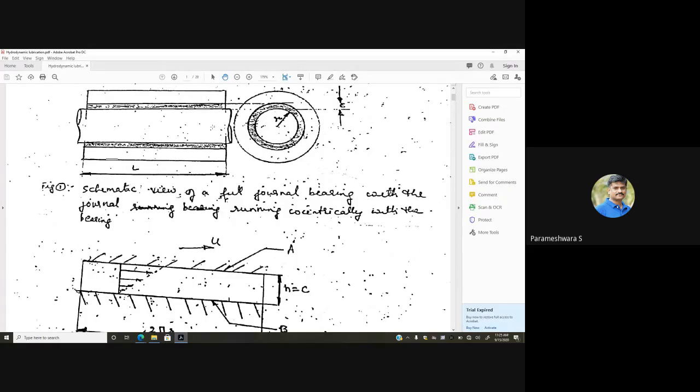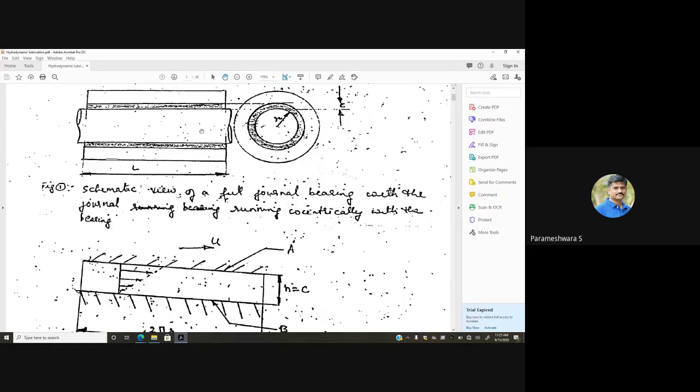So the loads applied on the journal which are less than 1 kilonewton can be considered a light load. And in the second criterion, the journal has sufficiently high speed. Suppose it is running at sufficiently high speed, it could be 3000 rpm, 4000 rpm like that. So more than 2000 rpm generally we prefer.